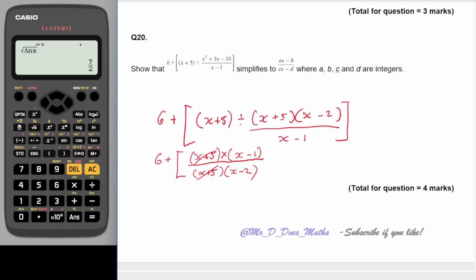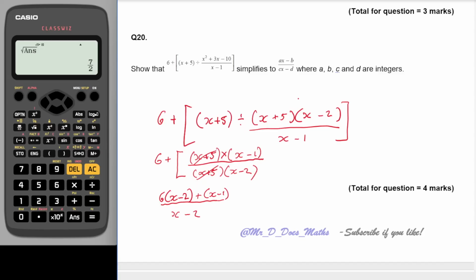And what I'm going to do is put the 6 as a fraction over x minus 2. So I'm going to put the whole thing over x minus 2. And then to do that, I times this by x minus 2. So that would be 6 times (x minus 2), plus x minus 1.